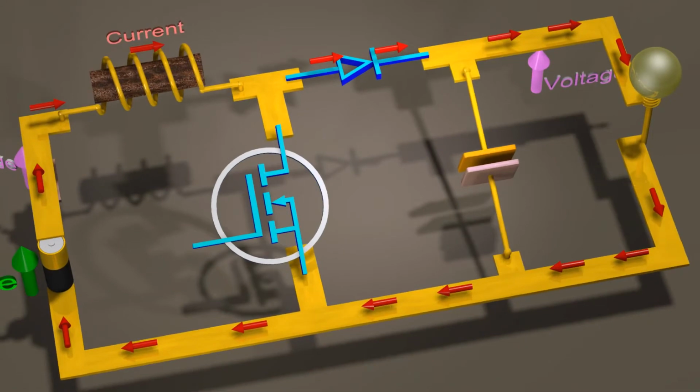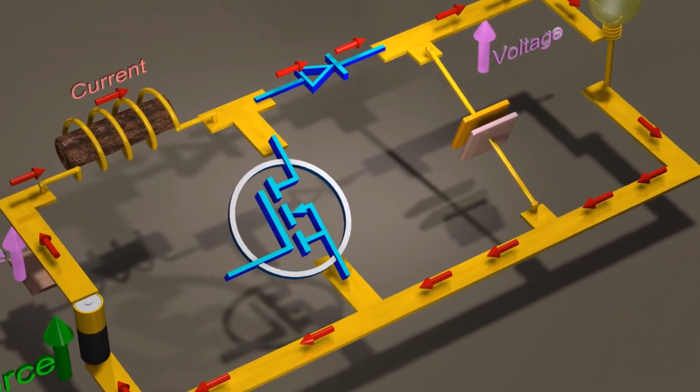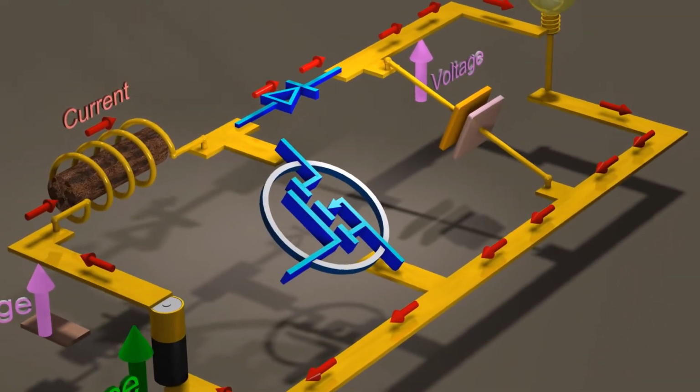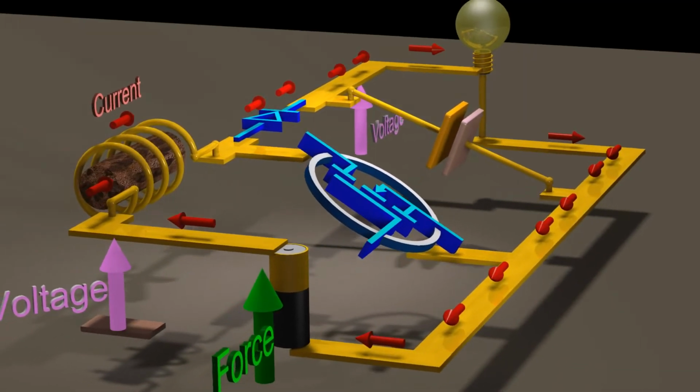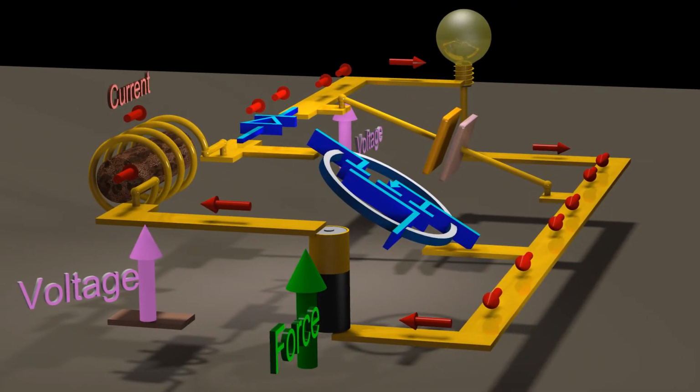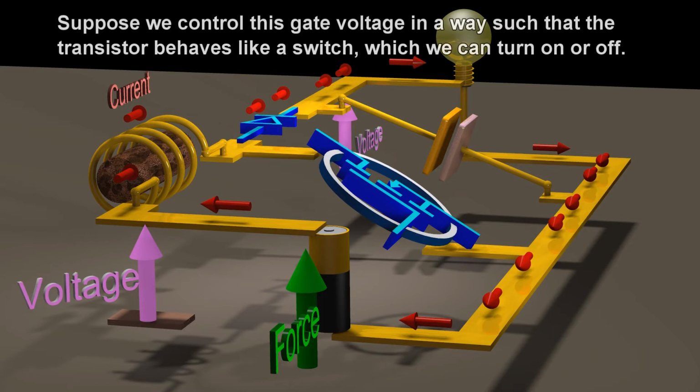The connection to the gate of the transistor is not shown, but this is a voltage that we control. Suppose we control this gate voltage in a way such that the transistor behaves like a switch, which we can turn on or off.